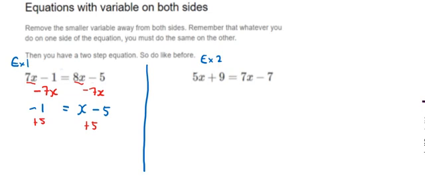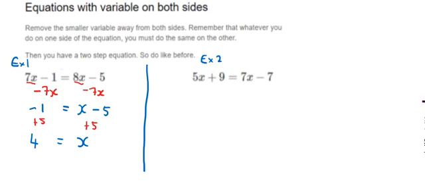On the left hand side then you've got minus 1 plus 5, and minus 1 plus 5 is 4. On the right hand side you've got x minus 5 plus 5, the minus 5 plus 5 cancel out, so you're left with x. So x equals 4 is the answer to that question.